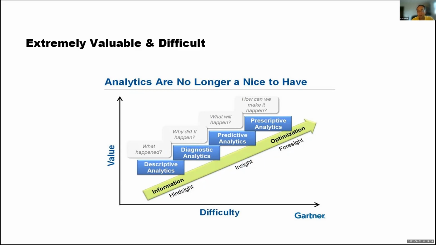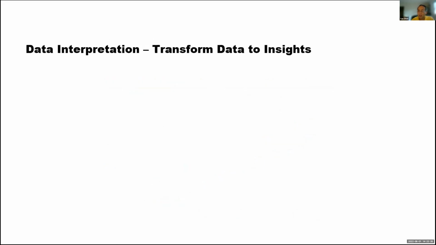So let me show you a little bit more. I think one of the key challenges is data interpretation. The trick is how to interpret the data to make business sense. Transform data to insights. That's the informs definition of analytics.